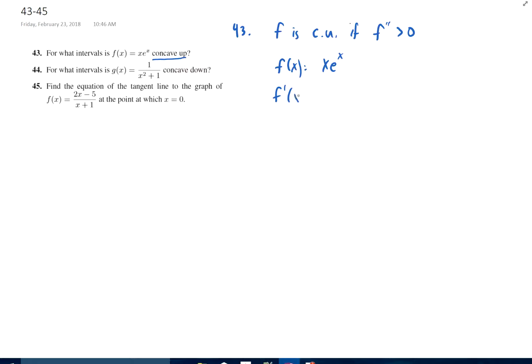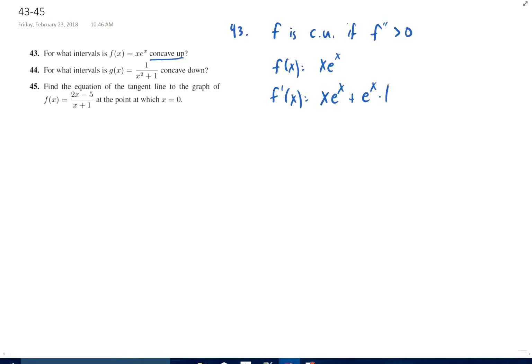So f prime of x is the first times the derivative of the second plus the second times the derivative of the first. And I'm going to go ahead and rewrite that, as you'll see, as e to the x times x plus 1. So we got that. And the reason I factored the e to the x out is because now this is a product to find the next derivative, and it makes it a little bit easier. You don't have to do it this way, but I think it makes it a little nicer anyway.